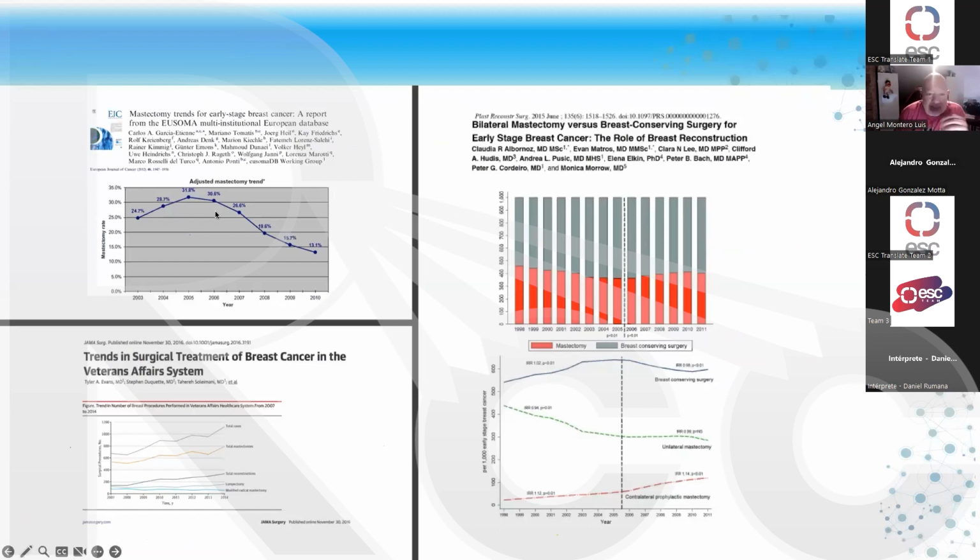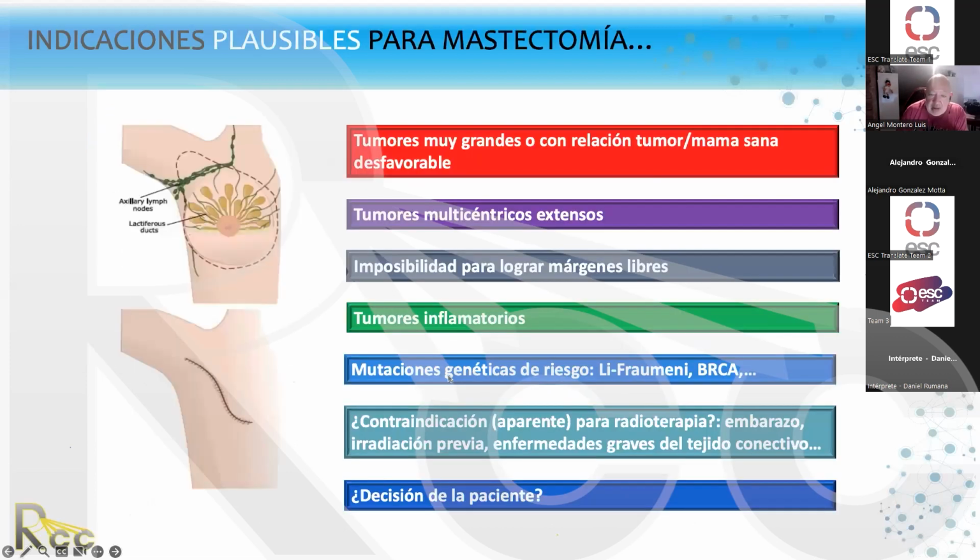In Europe, at least, it seems that mastectomies have declined, but still, this was 10, 12 years ago. And in the US, they're still doing too many mastectomies. But there are still indications for mastectomies. Of course, there are few, but there are some, and we need to know about them. Large tumors, where the relationship between the breast and the tumor is unfavorable. So many times, preserving the breast is going to have an even worse aesthetic result.